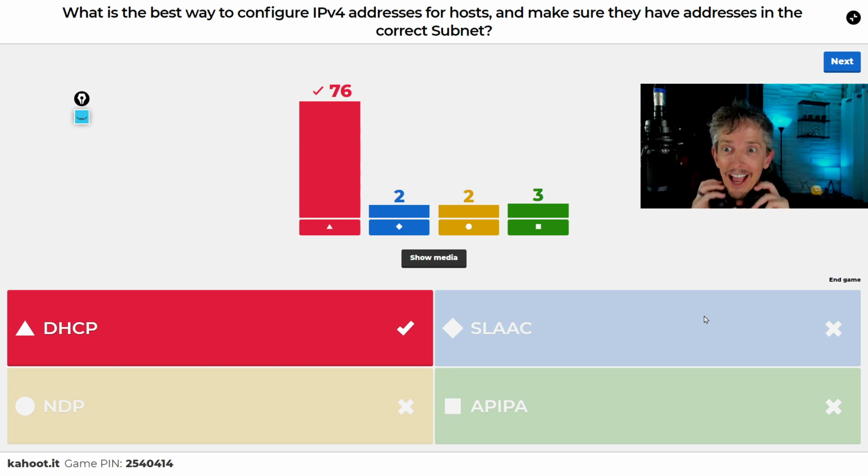Oh, just missed it. All right, awesome. DHCP. NDP, Neighbor Discovery Protocol, is IPv6. SLAAC is IPv6. APIPA is when you get that 169 IPv4 address because it can't find a DHCP server. So great job. Most people got that right.